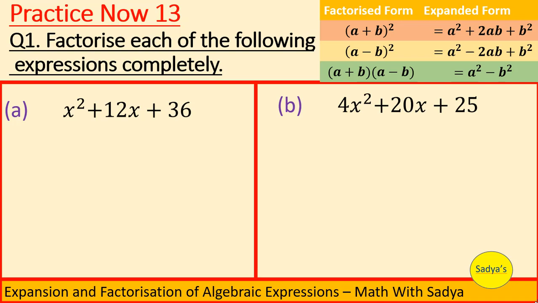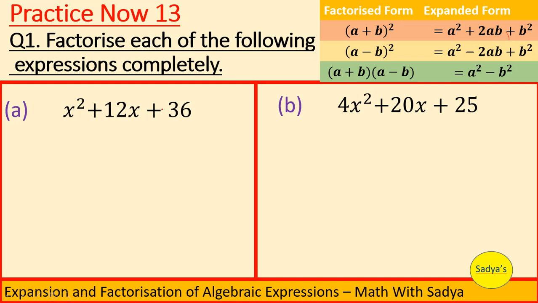completely. Since they have mentioned that we have to factorize, it means that the expressions that are given to us are in the expanded form. So we will be using the expanded form side of the identities to factorize the expressions. A part is x squared plus 12x plus 36.